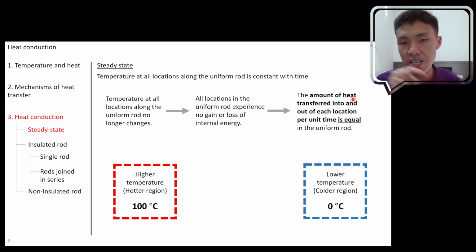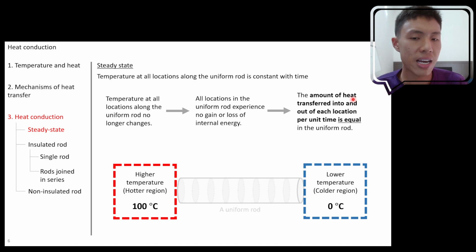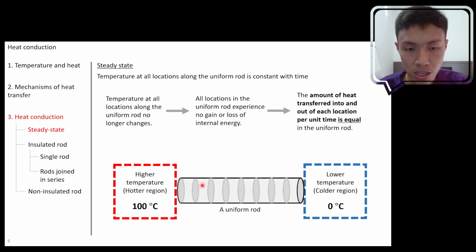If the internal energy at that position is not changing with time, that means however much heat I receive at that position needs to be given out as well, in order for us to not experience any gain or loss of internal energy. Let's put in a diagram to explain things better. This is a uniform rod that I have here.